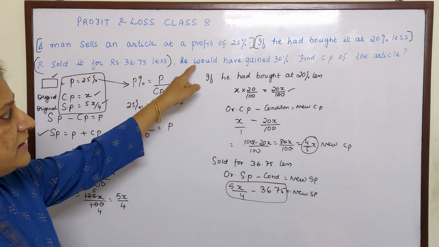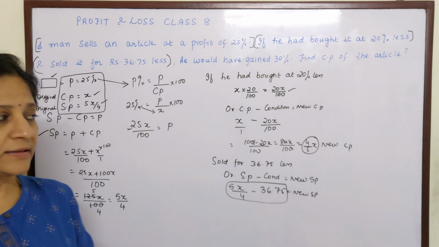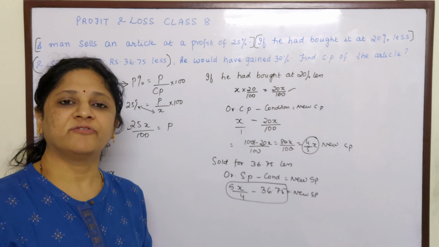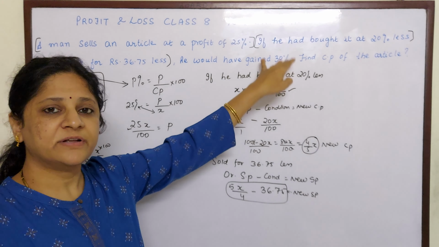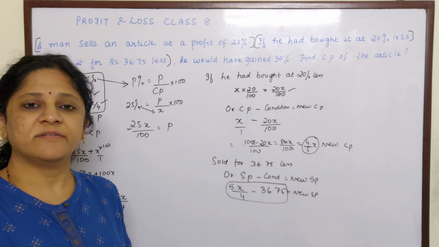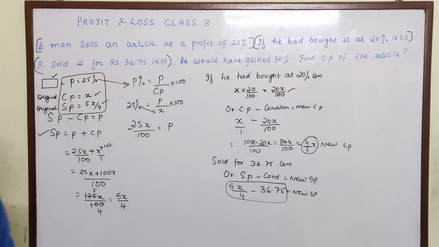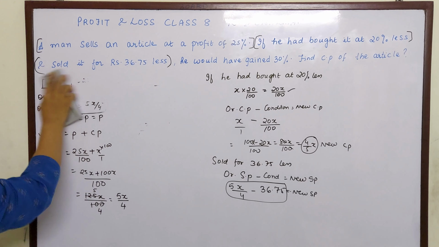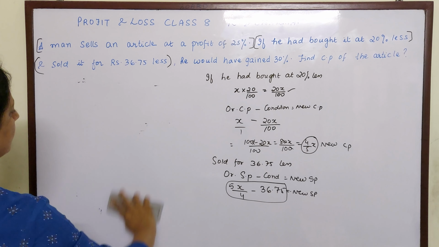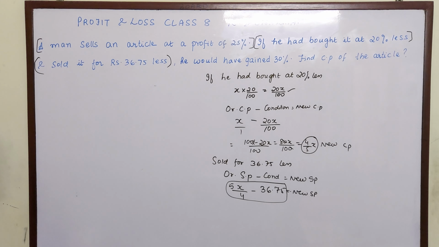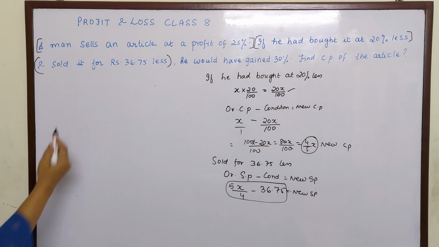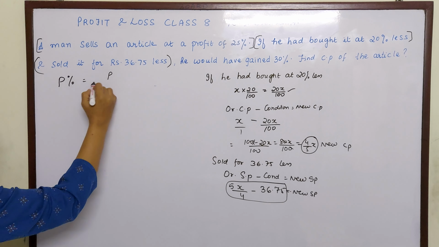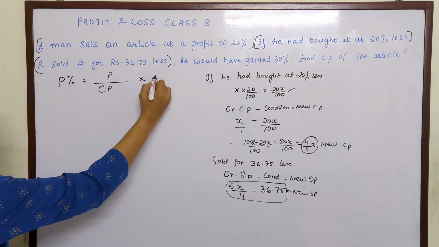Okay, he would have gained 30%. That means because of this condition, he will make a profit of 30%. So once we have been given the profit percentage, we will use the formula of profit. Profit percentage is what, children? P by CP into 100. So we will use that formula.